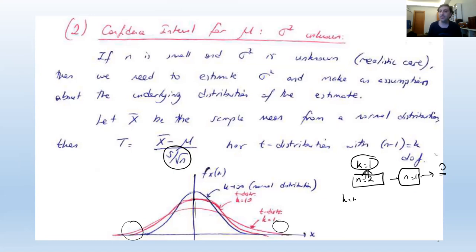As we increase the degrees of freedom to, for instance, K is equal to 10, K is equal to 10 means we have a sample of 11 observations. We are going to be obtaining a more reliable estimate of S square. Therefore, the uncertainty is going to be lower. Therefore, this is going to be, again, maybe not as narrow as normal distribution, but not as broad as the T distribution with one degree of freedom. We are going to be somewhere in the middle. So as the degrees of freedom go to infinity, we obtain normal distribution.